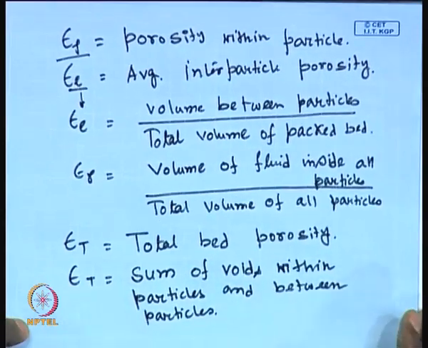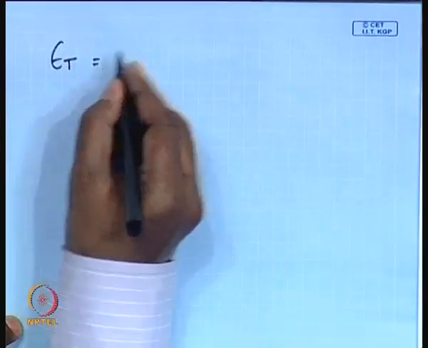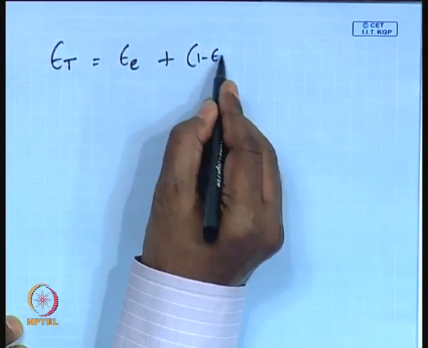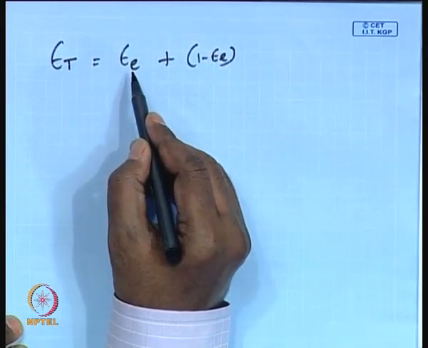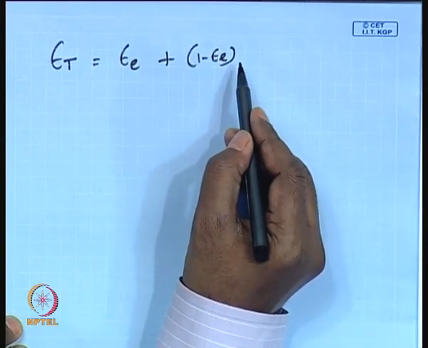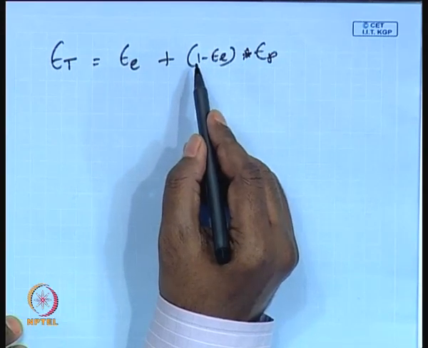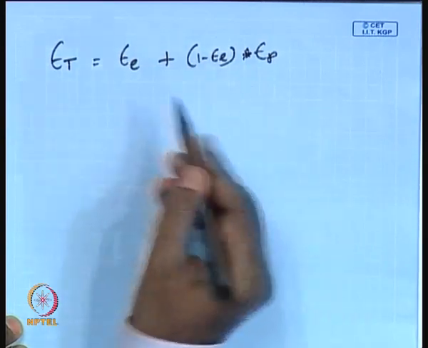So, that is the total porosity. This is defined as epsilon e, that is the interparticle porosity, plus 1 minus epsilon e, that is the solid fraction. Epsilon e is the interparticle porosity, 1 minus epsilon is the void fraction of the solid, and this should be multiplied by epsilon p. So, this is the void fraction of the particles, and each particle will have a porosity epsilon p. So, it will be multiplied by 1 minus epsilon into epsilon p.